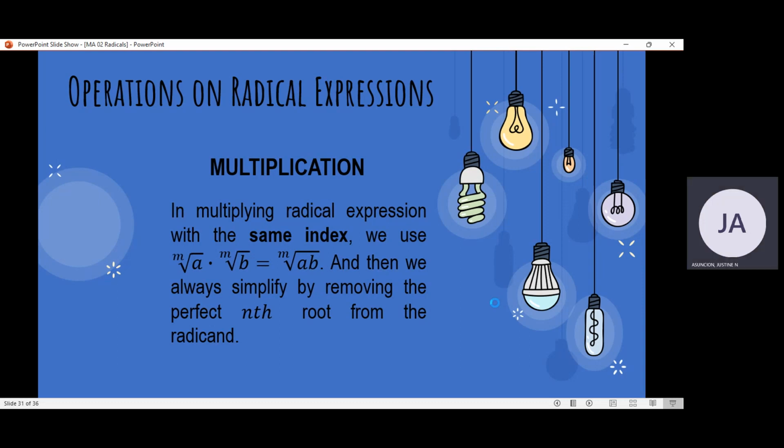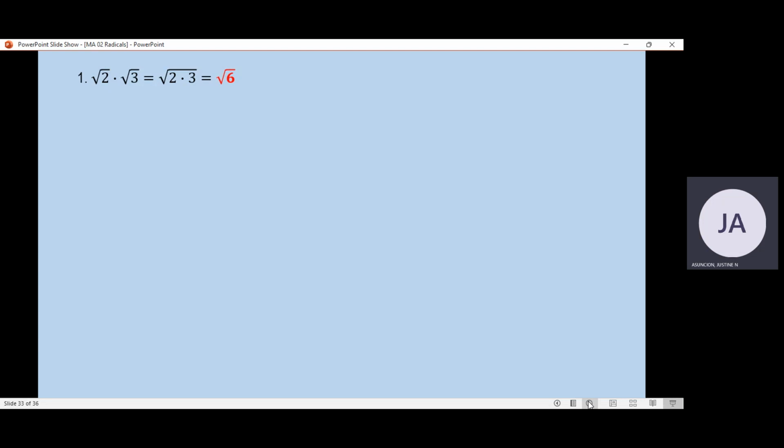For instance, number one, the square root of 2 times the square root of 3. As you can see here, it has the same index, so that's simply the square root of 2 times 3, which is the square root of 6. And then the cube root of 4 times the cube root of 2. Again, multiply the radicands here. So 4 times 2 is 8, and the cube root of 8 is 2.